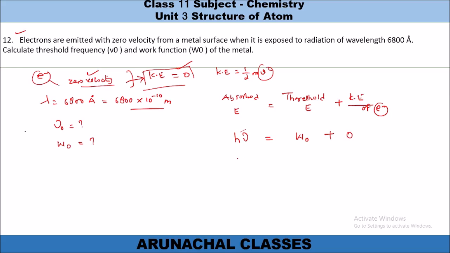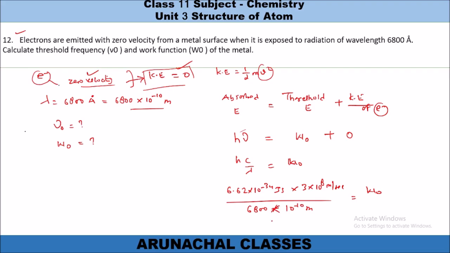So hν, that is hc upon λ, is equal to W₀, the work function. The h value is known, 6.62 × 10^-34 joule second. The c value is known, 3 × 10^8 meter per second, divided by λ, that is 6800 × 10^-10 meter, equal to W₀. When I solve this, I will get the work function as 2.923 × 10^-19 joule. So that will be the work function.